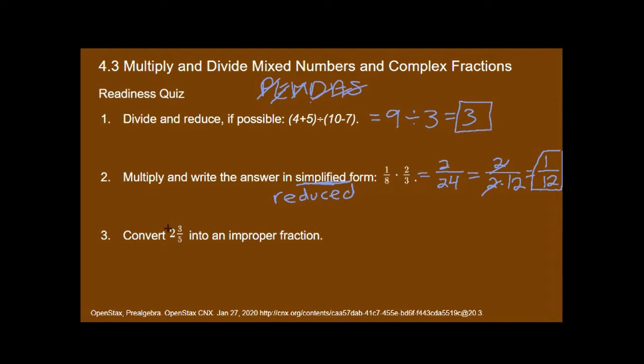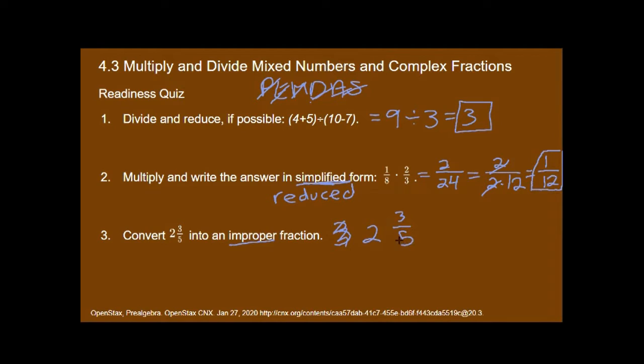Number 3, convert 2 3/5 into an improper fraction. Remember, an improper fraction means that the number on the top of your fraction is going to be bigger than the number on the bottom. And so the way we do this, I'm going to rewrite it bigger.